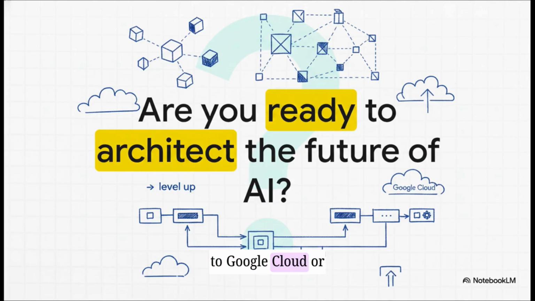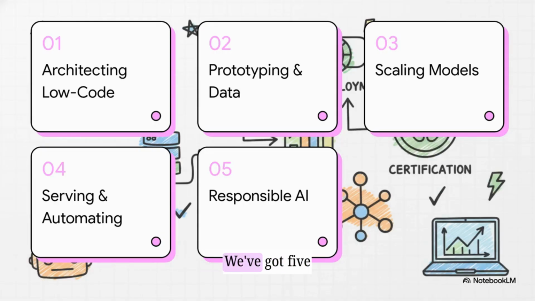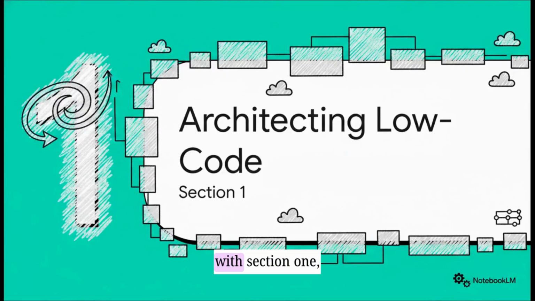Whether you're totally new to Google Cloud or a seasoned data scientist, grasping these concepts is absolutely going to level up your entire approach to machine learning. All right, let's map out the journey. We've got 5 key sections today: architecting low-code solutions, prototyping and managing data, scaling models for production, serving and automating, and finally, responsible AI. We're essentially following the natural evolution of an ML model, taking it all the way from raw data to a fully automated factory. Starting right off with Section 1, Architecting Low-Code Solutions.